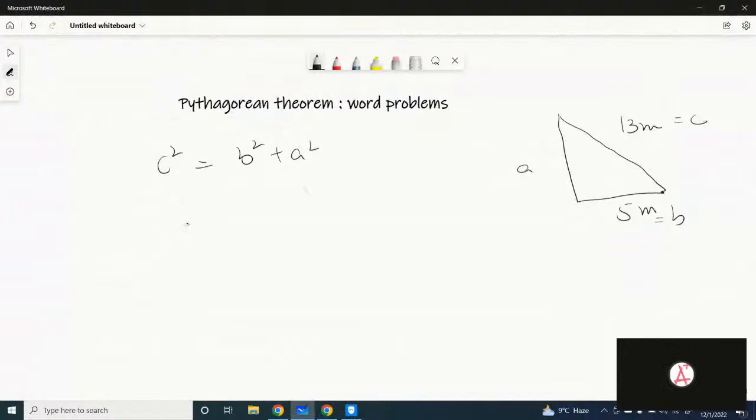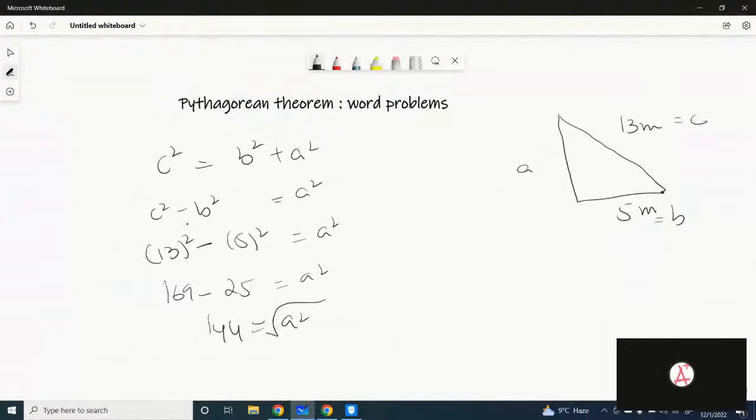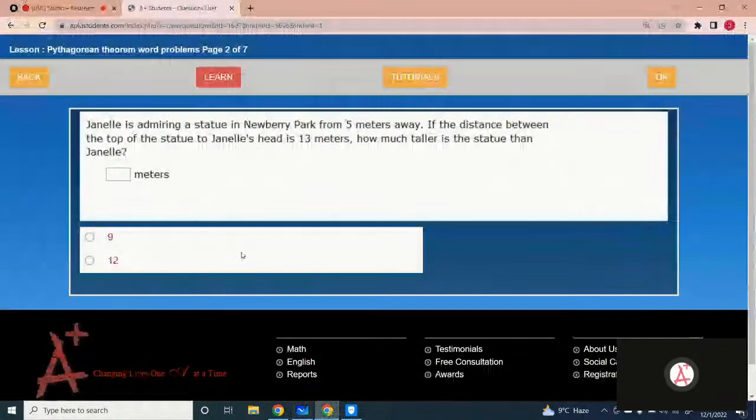So it would be A square equals C square minus B square. C is 13, so you have to do 13 square minus B is 5 square. It would be 13 square is 169 and minus 5 square is 25. Got it? So 169 minus 25 is 144 equals A square. Square root both sides, it would be A equals 12. That means the statue is 12 meters taller than Janel. Got it? It would be 12. Just select the correct option and click on the OK button.